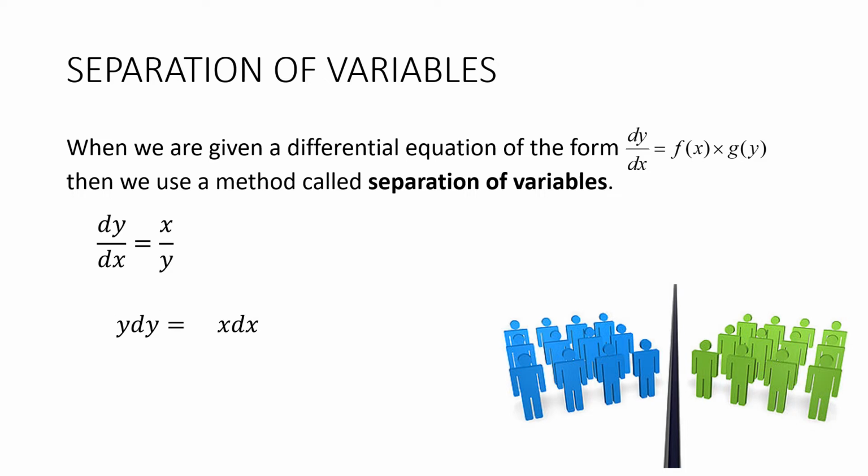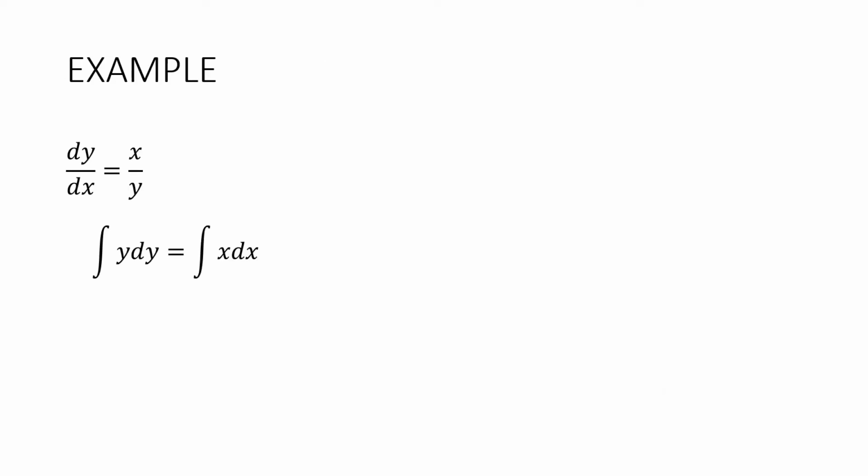That doesn't make a lot of sense what I've written here. We really need the integral sign. So we have the integral of y dy is equal to the integral of x dx. So now all we do is integrate this side with respect to y, which is y squared on 2, and this side with respect to x, which is x squared on 2.